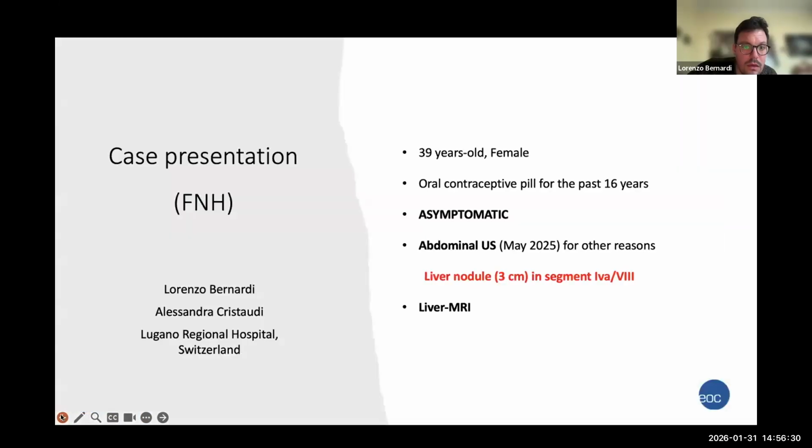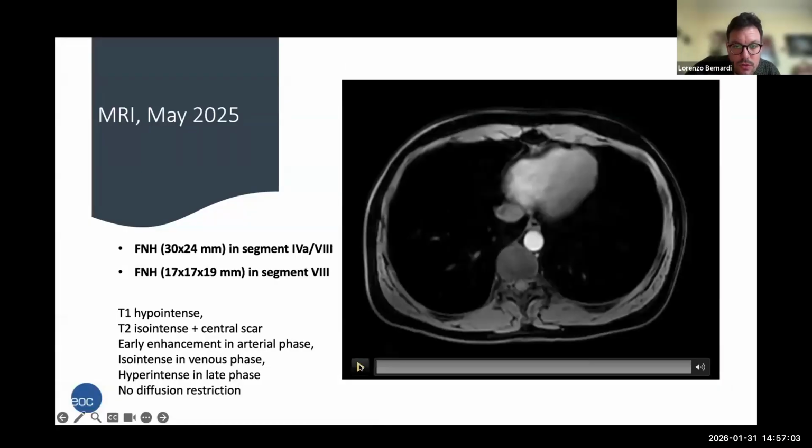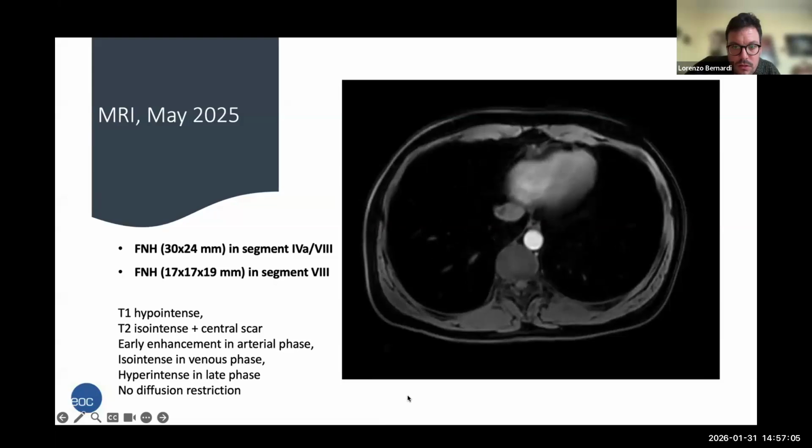Sorry. Okay, this is the case of a 39-year-old lady under oral contraceptive for the past 16 years. She's completely asymptomatic. For other reasons, she had an abdominal ultrasound in May 2025, which showed a liver nodule of 3 centimeters in segment 4A8, and she underwent liver MRI then. This is the MRI. I can show you. Do you see the video?